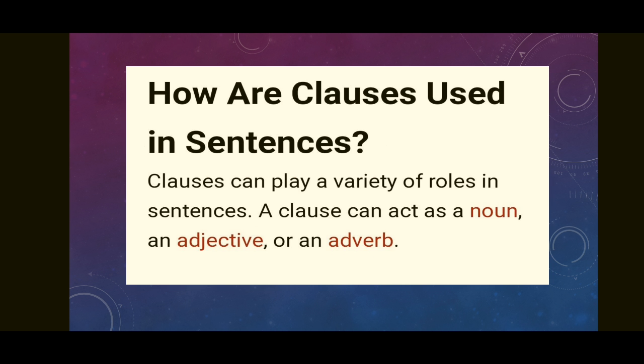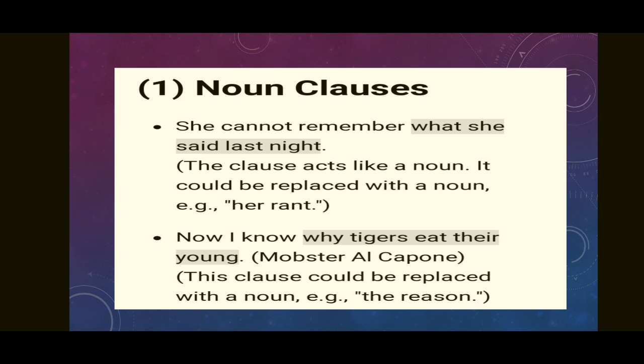How are clauses used in a sentence? Clauses can play a variety of roles in a sentence. A clause can act as a noun, an adjective, or an adverb. Now let us see what is a noun clause. A noun clause is a dependent clause that acts as a noun.